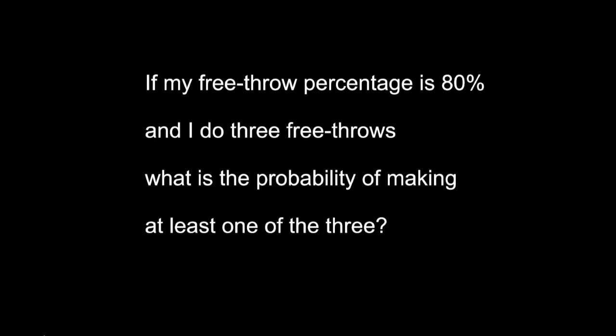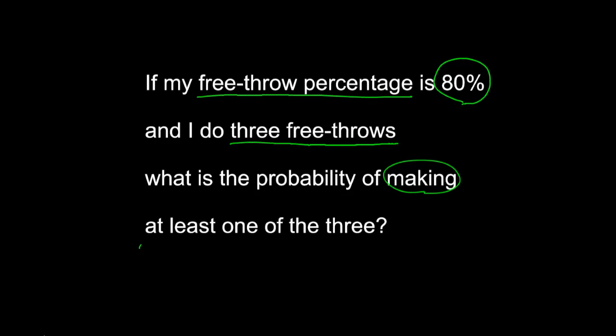Now, we're back to the original question. If my free throw percentage is 80%, which means I have 80% chance to make the shot, and I do 3 free throws in a row, what is the probability of succeeding at least one of the 3?